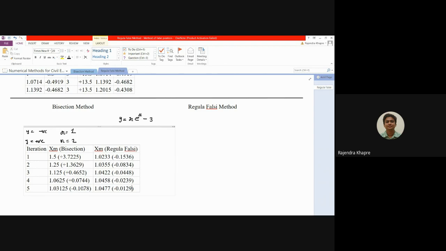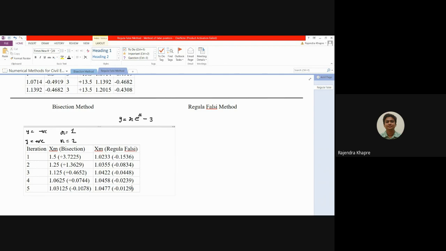And if you see the bisection method, for 4 iterations it was positive, and in the fifth iteration suddenly it became negative, because in the bisection method the y value jumps between positive and negative. Sometimes it becomes positive, sometimes negative. But if you see the absolute value of y, initially it was 3.7, then 1.3, then 0.4, then 0.07. But once the sign is changed, suddenly the value of y has increased to 0.1.